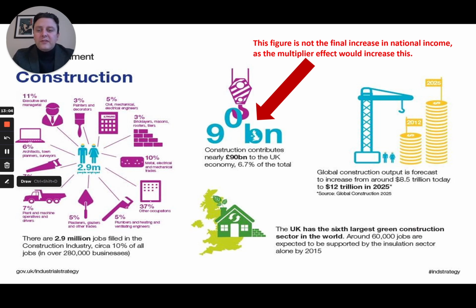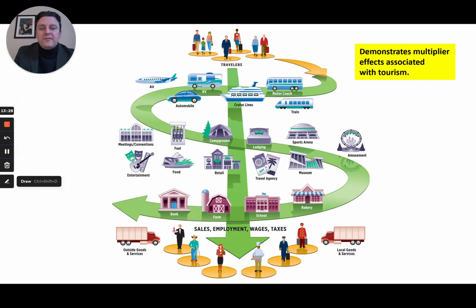So you can see here from construction that there are 2.9 million jobs filled in the construction industry, which is 10% of all jobs. So lots and lots of people work in a related industry to construction. They're of course using their income to spend elsewhere in the economy, and then again, as I said before, it keeps rippling out and creating that multiplier effect.